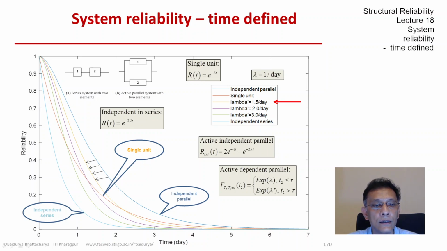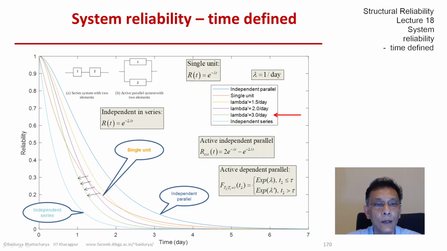The blue line, the independent parallel, now shifts downward to the yellow line, and that is because the second unit becomes more stressed. There is dependence. With increasing dependence, that yellow line moves to the violet line. I would call that violet. That's when lambda prime is doubled, so that's twice per day. And finally, we have the green line, and that is the case when lambda prime is 3 times.